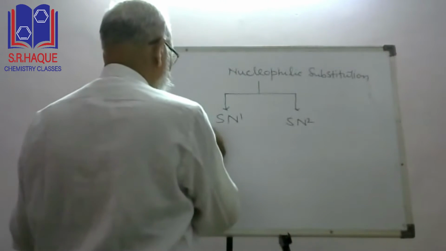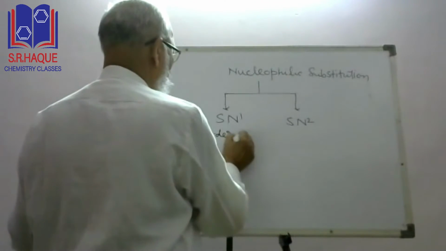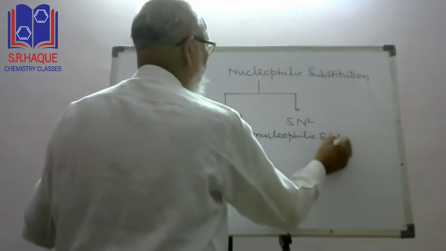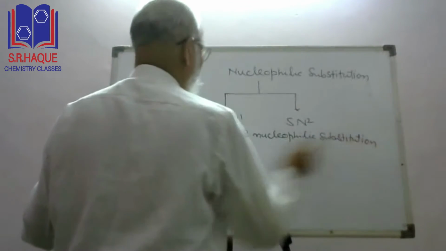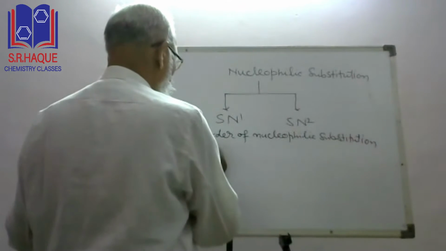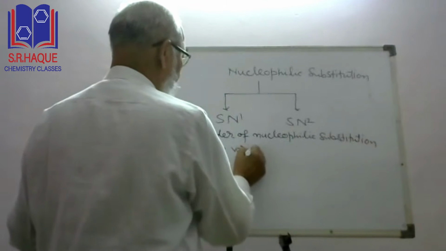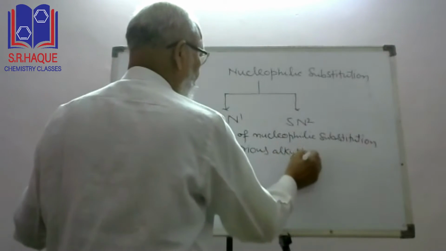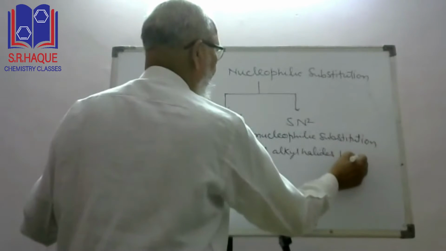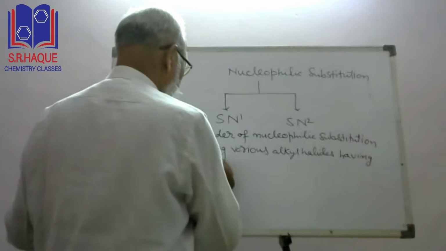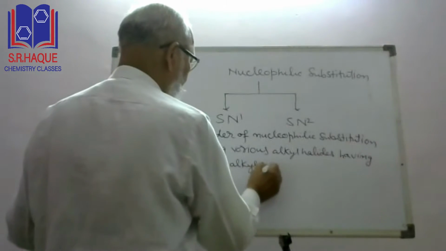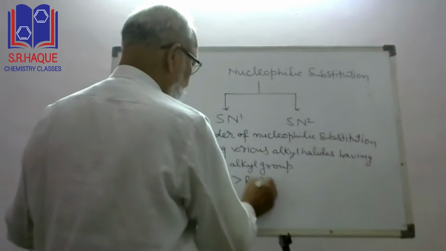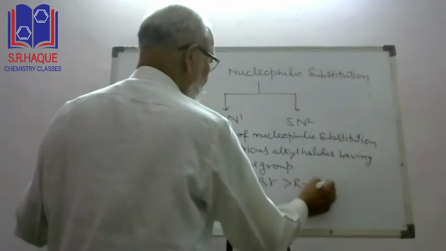So the order of nucleophilic substitution among various alkyl halides having the same alkyl group is RI, RBr, RCl and RF.